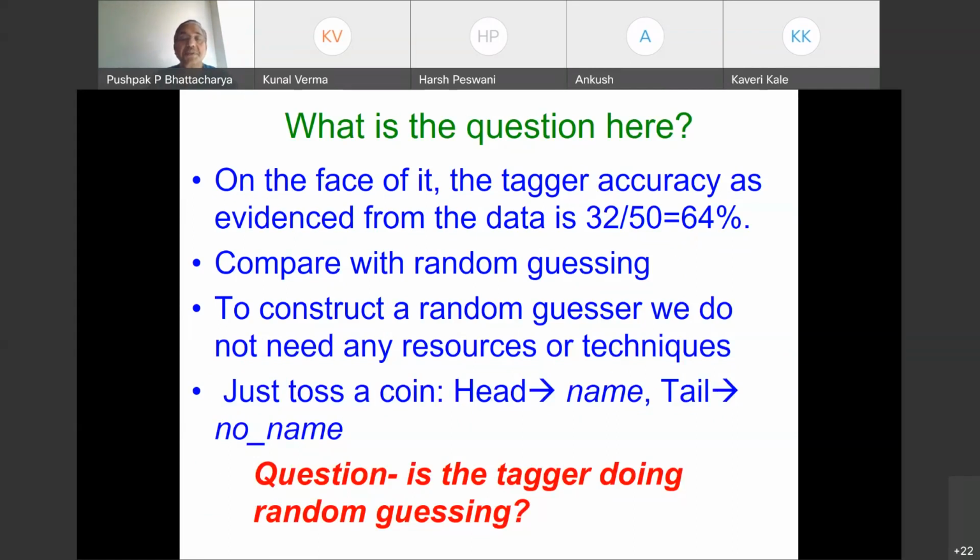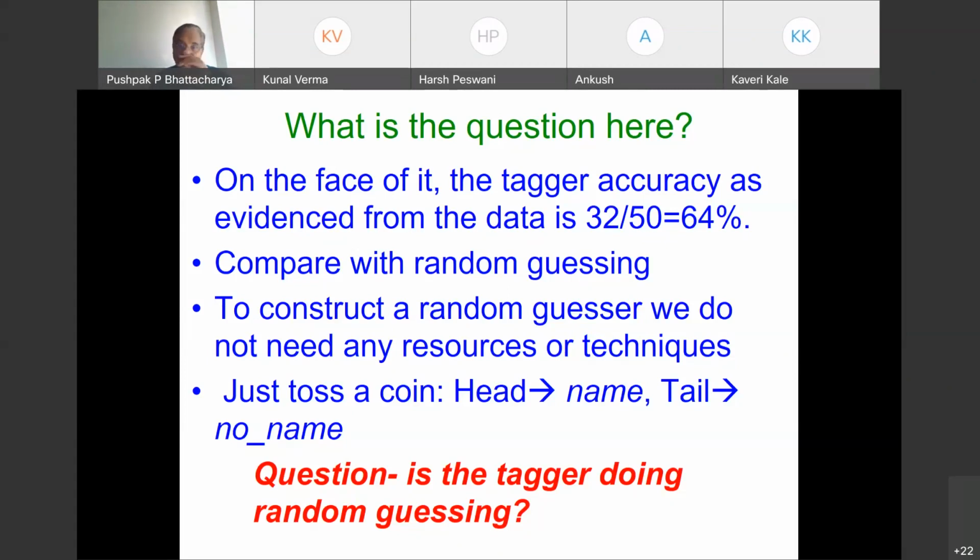Now we have to compare this with random guessing. And the named entity identifier, which is based on random guessing, has a very, very simple experimental platform. The named entity tagger just tosses a coin. If head appears, then the token is tagged as name. Tail appears, the token is tagged as not a name, 1 or 0. So what we want to test is, internally, is the named entity identifier doing random guessing or doing something better?